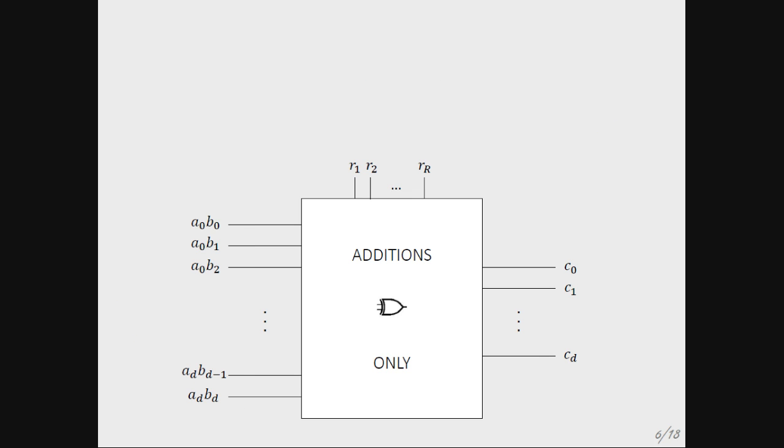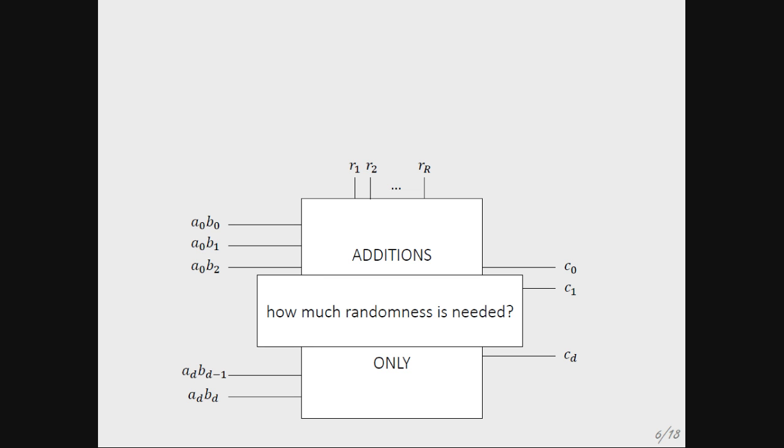So we looked at this circuit, and we looked at what's going on. So you have this input, you have these outputs, and you also have a lot of randomness. And the question that came to our mind rather quickly was, how much randomness is needed to achieve the security of such a scheme?